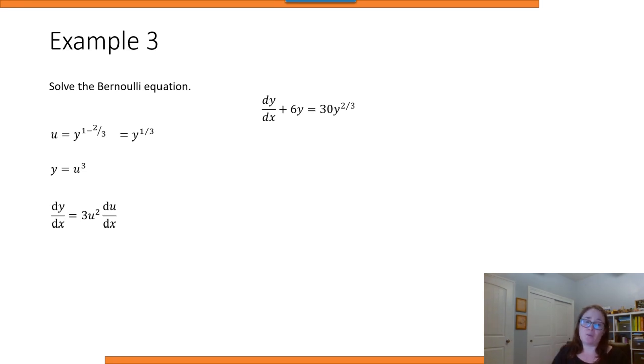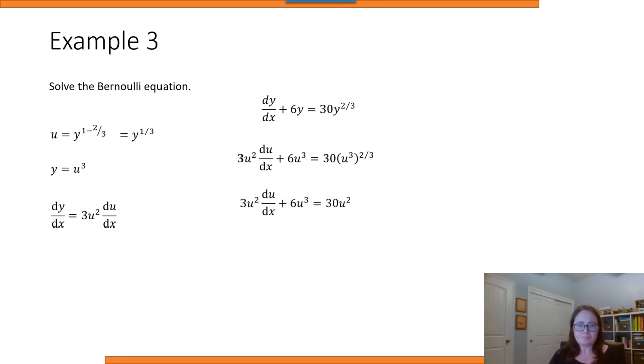I'm just going to swap out dy/dx for 3u squared du/dx, and then swap out all of the y's for u's here. So replacing everything, I get 3u squared du/dx plus 6 times u cubed plus 30 times, and I'll be careful with this one, I'm replacing y with u cubed, and so u cubed to the 2/3. That'll simplify to u squared. Okay, believe it or not, I have a much nicer equation.